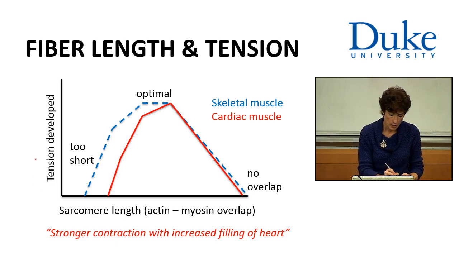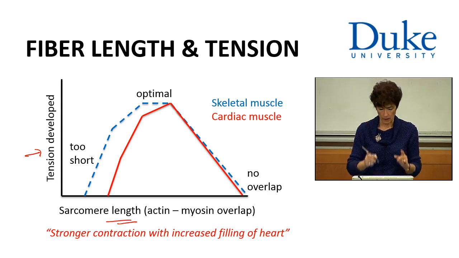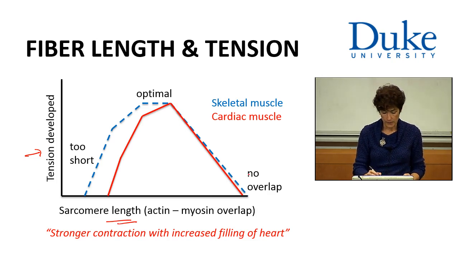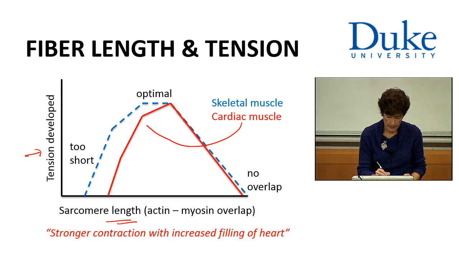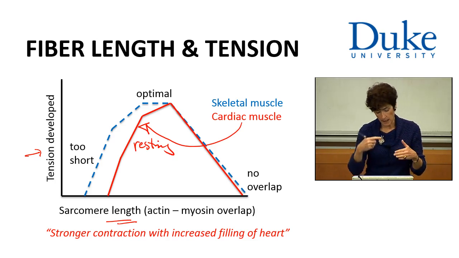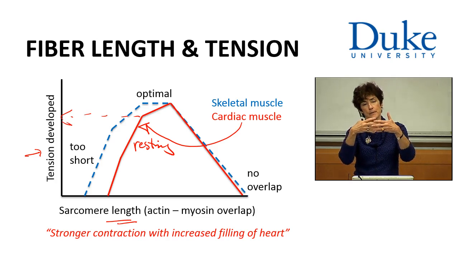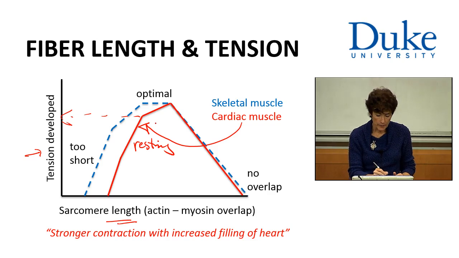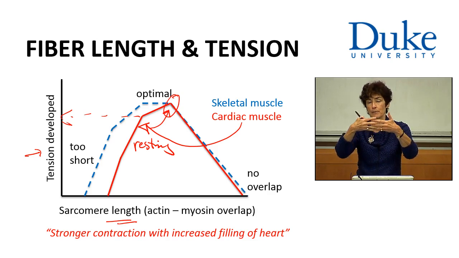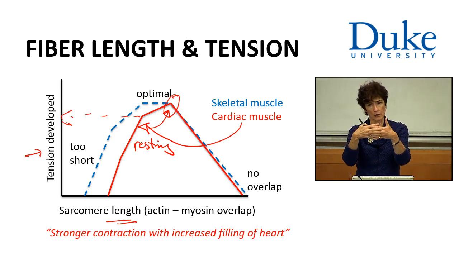So we have tension on the y-axis, and the sarcomere length, which is, again, our actin-myosin overlap, on the x-axis. The cardiac myocyte in the resting condition is sitting here. So this is the resting state. And as you see, it is at a place where we are not developing optimal tension. So the overlap is not optimal. But as we fill the heart, we then reach the optimal position for the overlap of the sarcomeres, of the myosin and actin. And under these conditions, we get a very strong contraction.